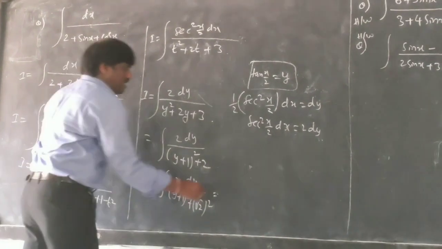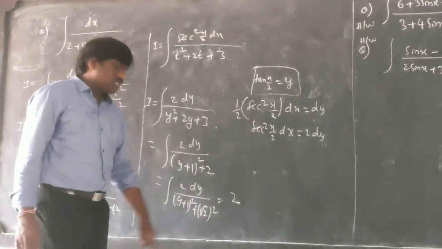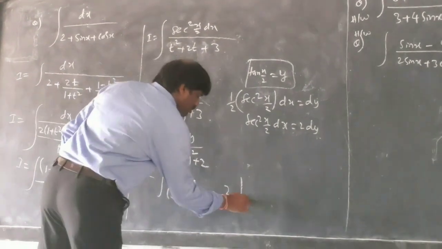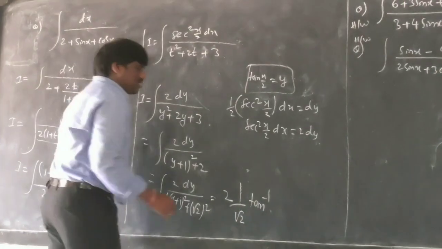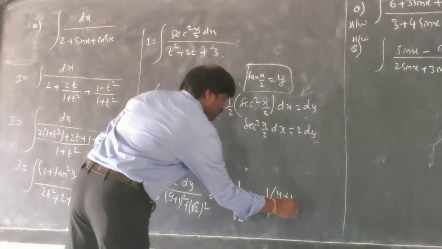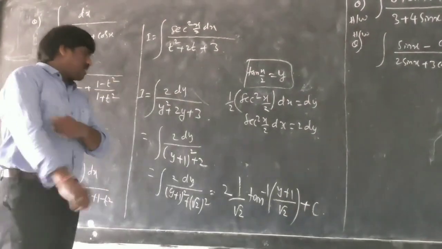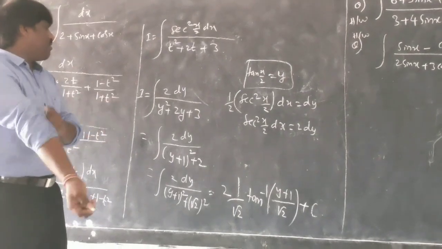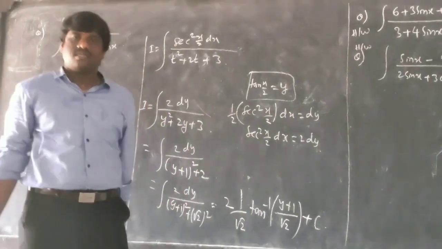The 2 comes out, and integration of 1 upon x square plus a square formula gives 1 upon a tan inverse x by a. So 2 times 1 by root 2 tan inverse of y plus 1 by root 2, plus c, is your answer. But what is y here? y is nothing but tan x by 2, substitute that, and that is the final answer. Understood?